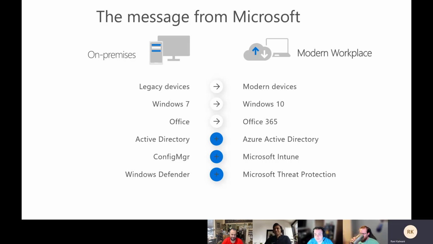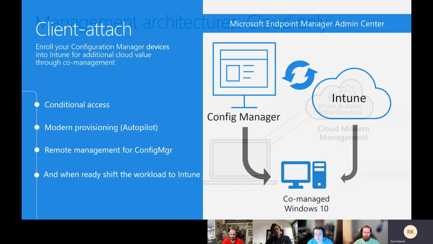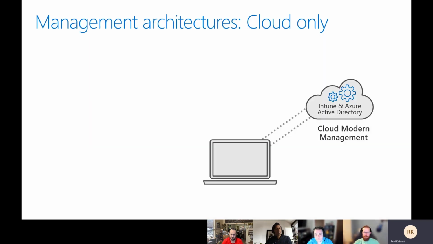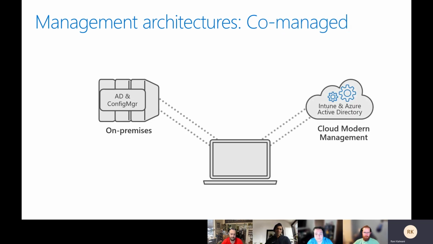That's correct. Cool. So talking about the architecture, I've already demonstrated it to make it really simple. When a device is completely managed by Intune and has trust only with Azure Active Directory, then it is cloud managed. On-prem is traditional AD and Config Manager. In a co-managed scenario, the device is managed by Intune and Config Manager at the same time.